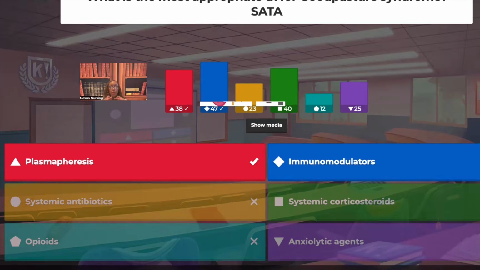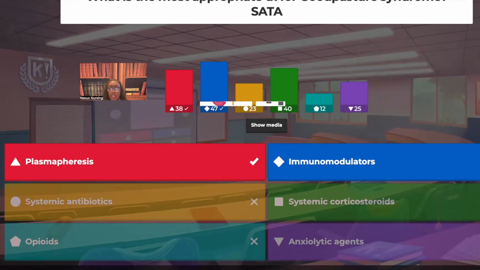The body's own immune system is attacking the kidneys. So in Goodpasture syndrome, the person's own immune system, their antibodies, are attacking the kidneys. The most appropriate treatment is going to be plasmapheresis and immunomodulators. They work wonderfully together, and that's what you're going to order. You're going to order both immunomodulators and plasmapheresis for this patient.